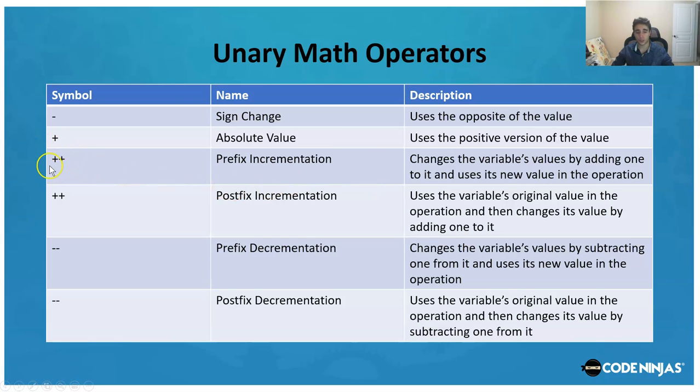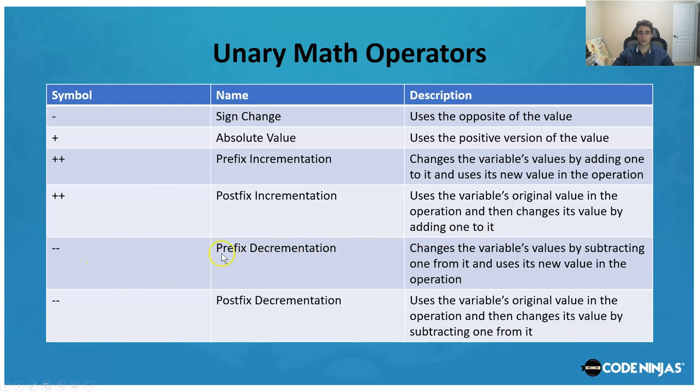Then we have plus plus, prefix incrementation. This means that the two plus signs go before the variable. This changes the variable's value by adding 1 to it and uses its new value in the next operation. Plus plus after the variable, or postfix incrementation, uses the variable's original value in the operation and then changes its value by adding 1 to it.